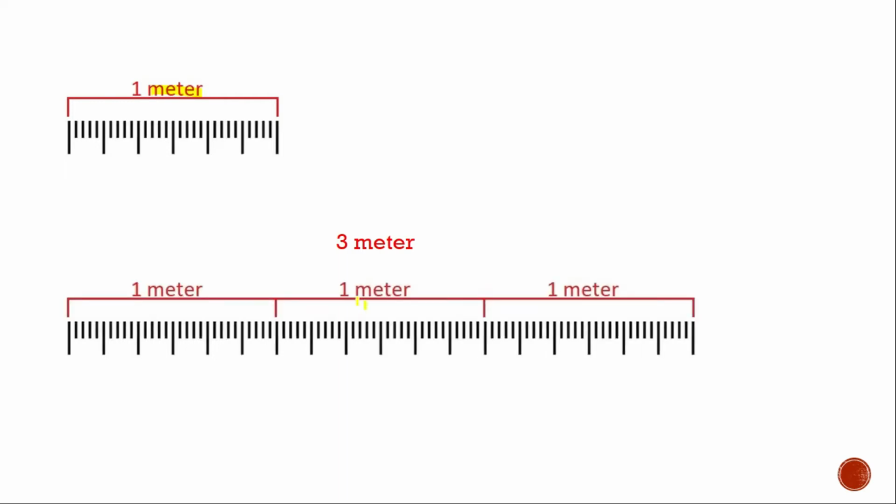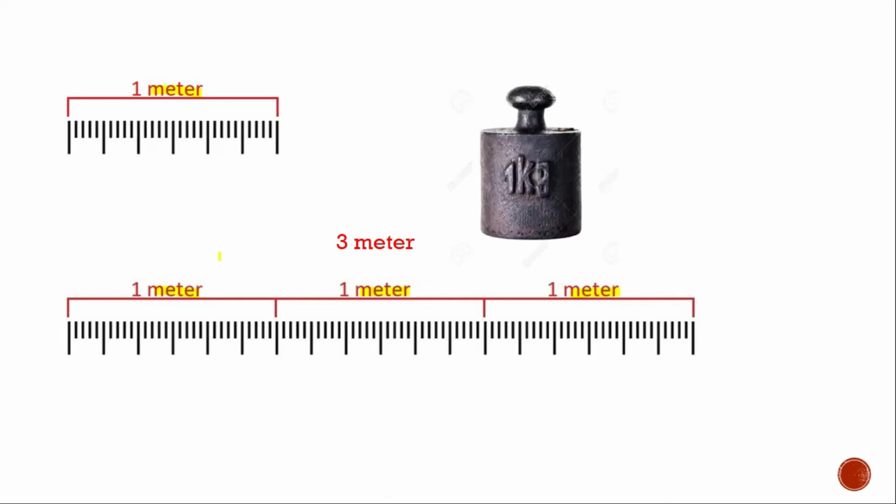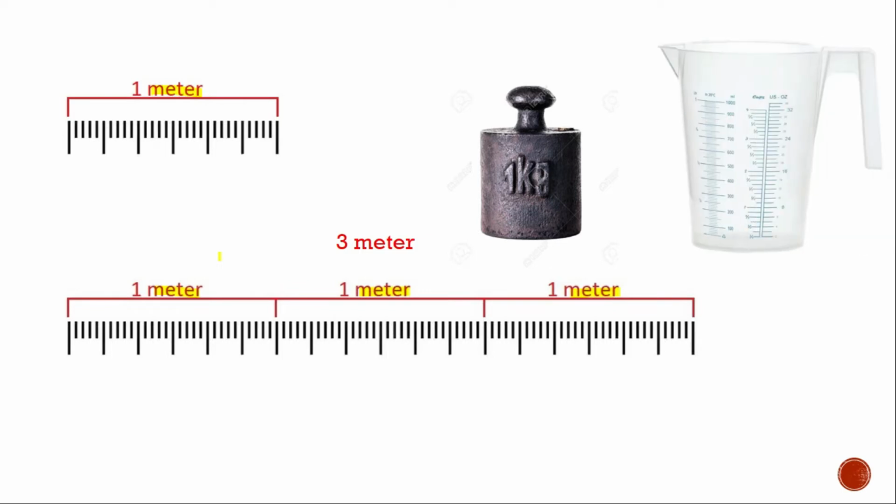So this meter here is a standard amount of length that we have established, and 3 meters is nothing but this same single unit, that is meter, taken thrice. In the same manner, in order to measure mass, a standard unit kilogram was developed. To measure volume, liter, and to measure all the different physical quantities, different types of other units were developed.